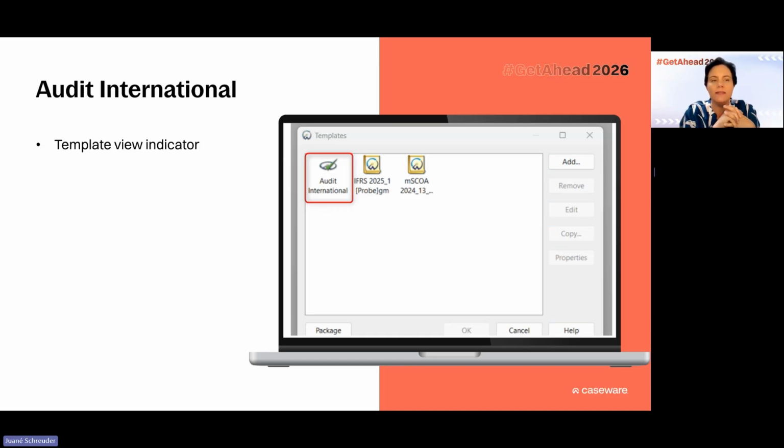The template indicator also has on the left-hand side, you can see in the red box, Audit International. So the financial statements is the IFRS or the SME or the MSCOA or whichever template you have. And in IFRS and SME, you also have the probe in there. But then if you're using Audit International, you will integrate, and Samuel's going to tell us more about that, you will integrate to the Audit International methodology with that file. So that's another way where we can know that.